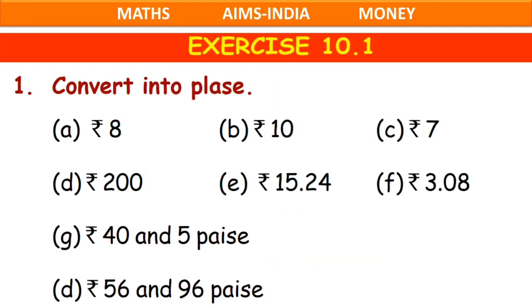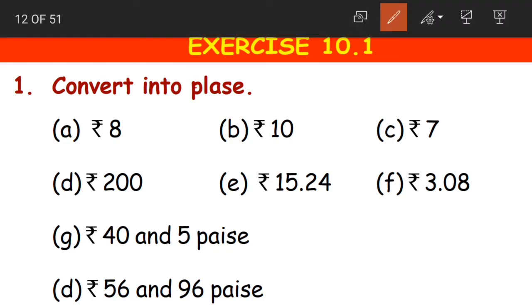Let us look at the exercise now. Convert the following into paise. Yes children, how will we convert the following? Let us take the first question. 8 rupees. So we have to multiply it with 100. It will give us 800 paise. Whatever rupees we are having, we have to multiply it with 100.